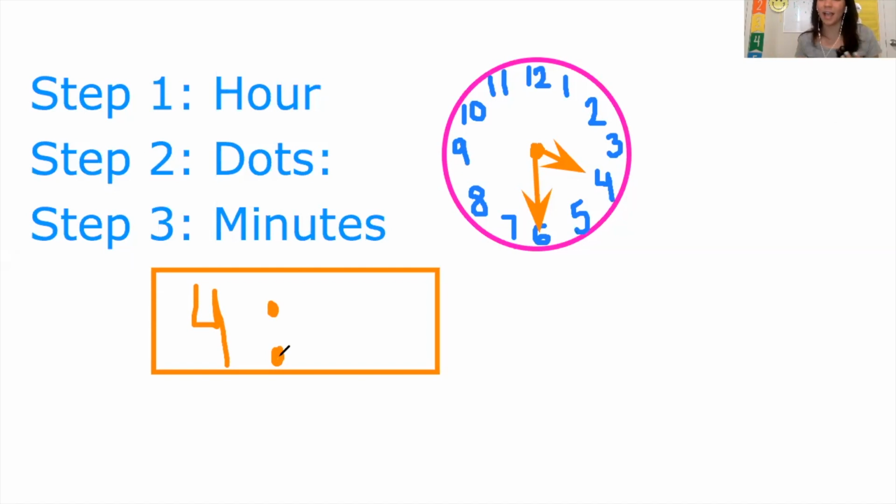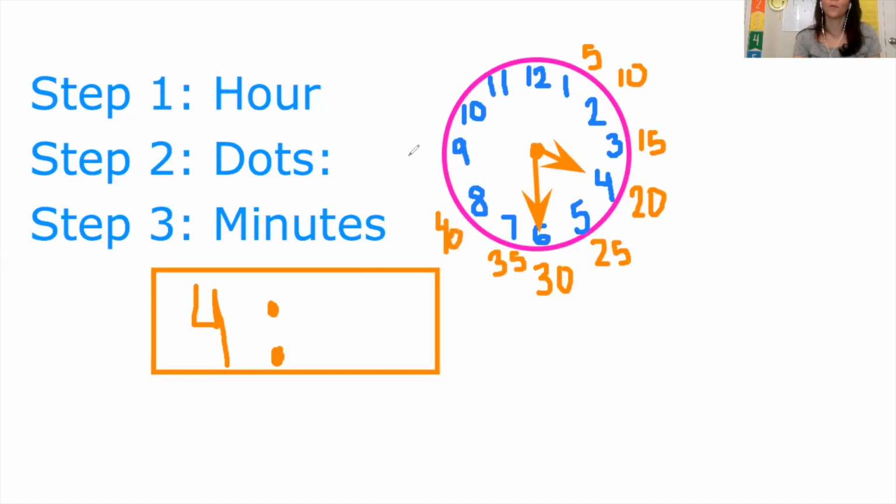But what does it say when it's pointing to the 6? We need to count by 5s to find out, and we start at the number 1. 5, 10, 15, 20, 25, 30, 35. I'm just going to go ahead and go all the way around. 40, 45, 50, 55, and this is actually 60, but we say 0, 0.